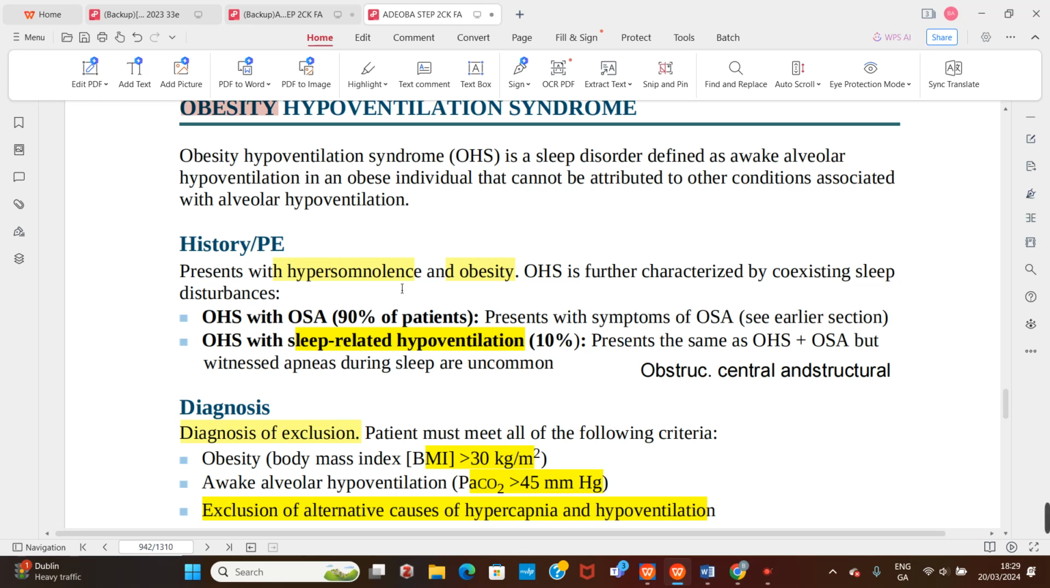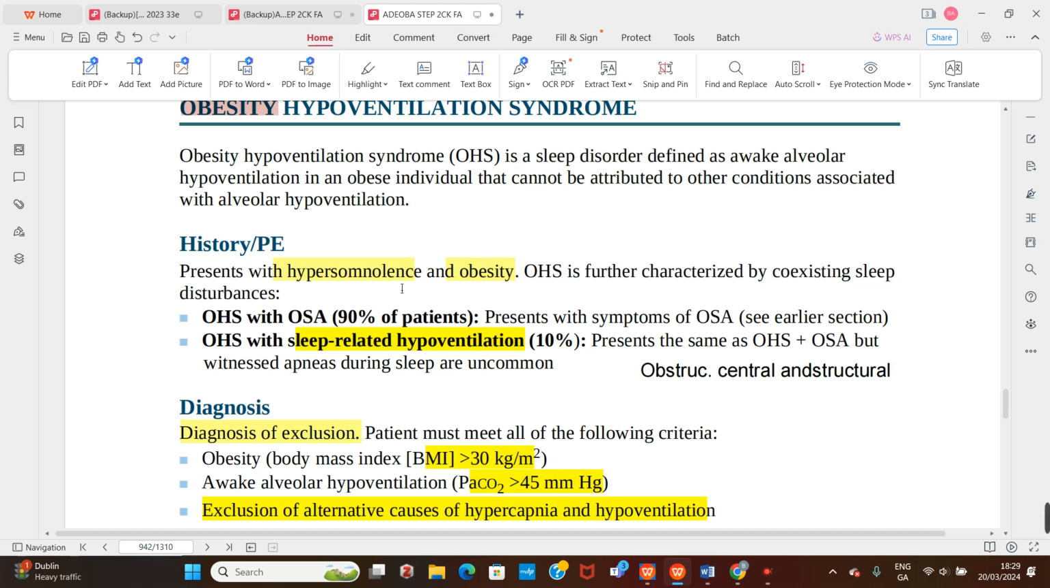Now, there's another thing I share with obesity hypoventilation syndrome. In 90% of the cases, it's going to be associated with OSA. So, in 90% of patients with OHS, they are going to have OSA with it. 10% is only going to have sleep-related hypoventilation, which is the one we have discussed. So 10% is just OHS with their sleep-related hypoventilation, that is all. But 90% is going to have both features of OHS and OSA together.